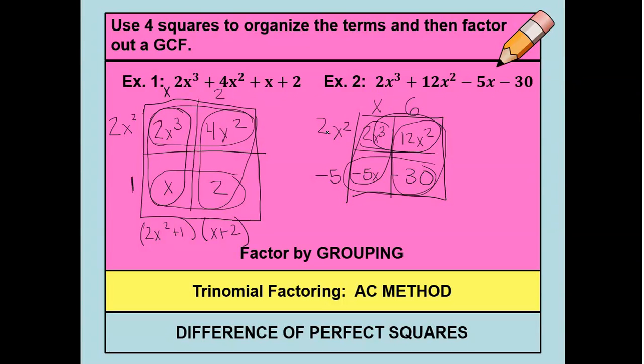Let's double check our multiplication. 2x squared times x is 2x cubed. 2x squared times 6 is 12x squared. -5 times x is -5x, and -5 times 6 is -30. So let's write our new factors out. x plus 6 and 2x squared minus 5. Perfect. Done with factor by grouping.